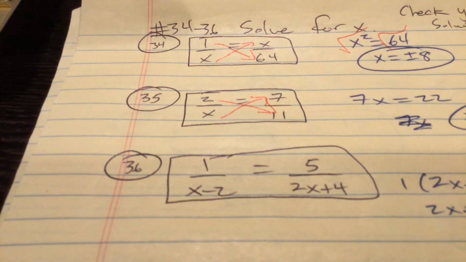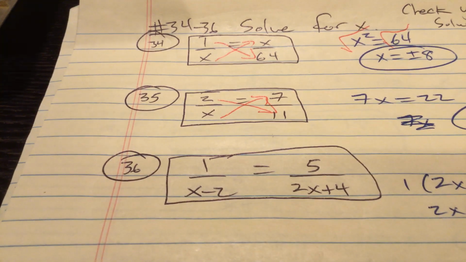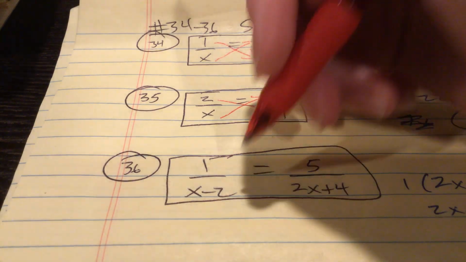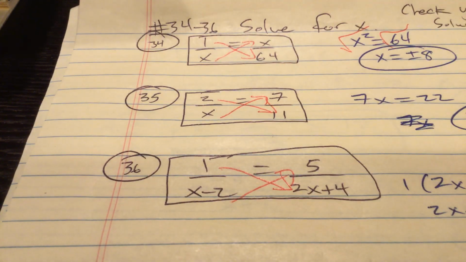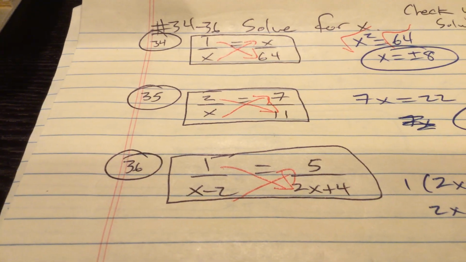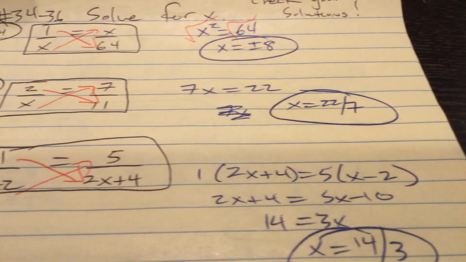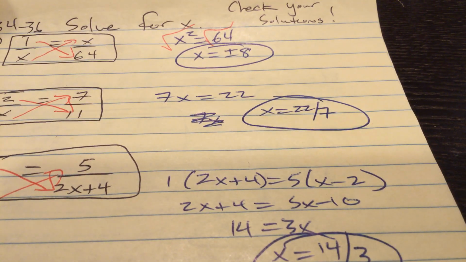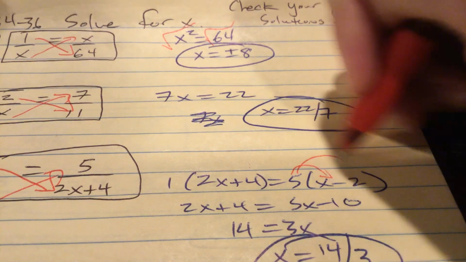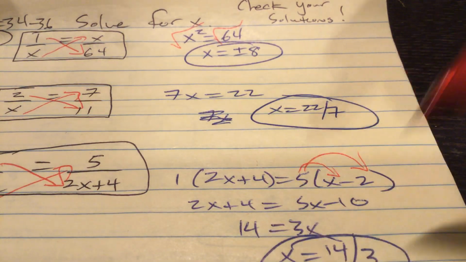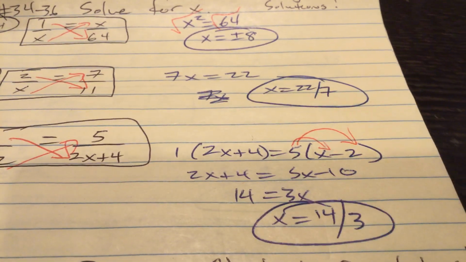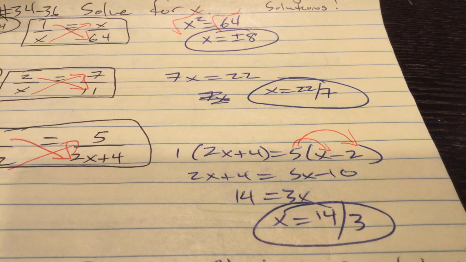1 over x minus 2 is equal to 5 over 2x plus 4. Cross multiply. 2x plus 4 is equal to 5 times x minus 2. Five times x minus 2 is 5x minus 10. I'm going to subtract 2x from both sides. I'm going to add 10 to both sides. I'm going to get 14 over 3. You can show all this work to get that full credit I know you want.